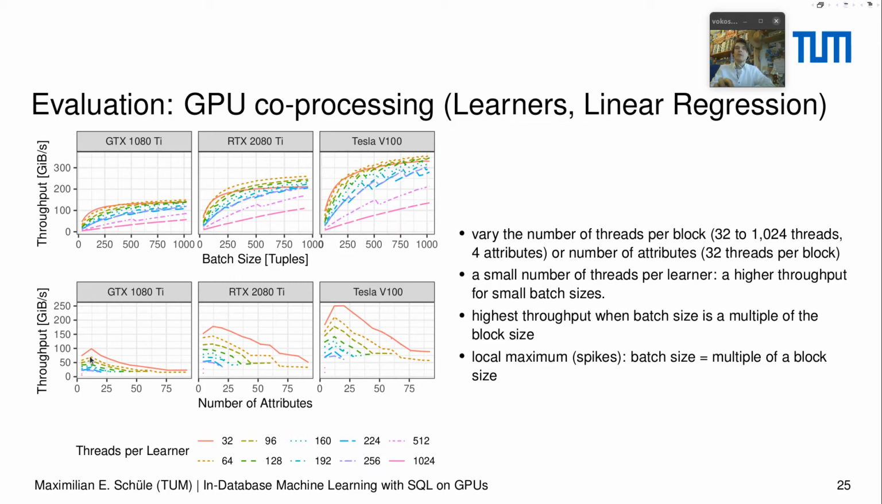Also, we varied the number of attributes. As we can see, the throughput slows down the more attributes we have. The highest throughput is achieved when the batch size is a multiple of the block size. So we can see here the spikes, and the local maximum spikes are when the batch size is a multiple of a block size.